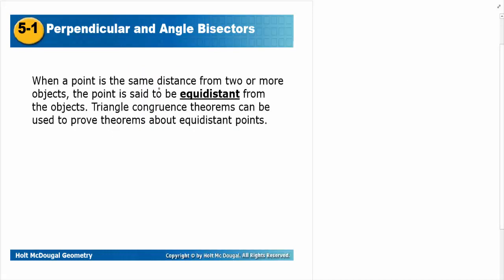So first off, we need to understand what equidistant means, so make sure we're writing down our definitions here. When a point is the same distance from two or more points, that point is said to be equidistant from the objects. For example, if I have a point P and I have 2 points out here, and they're both the same distance from P, I'll call them A and B. A and B are equidistant from P. I'll give you a visual to go along with that statement.